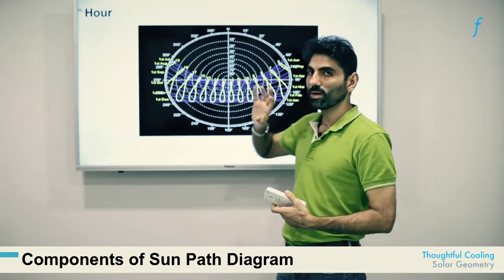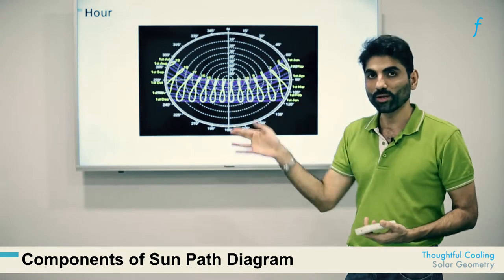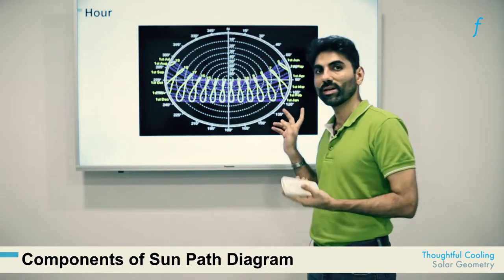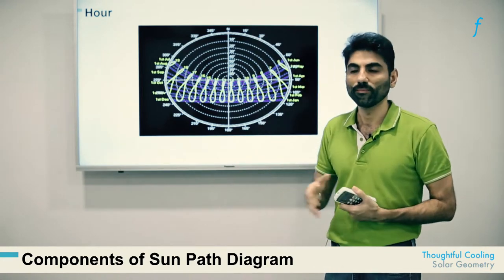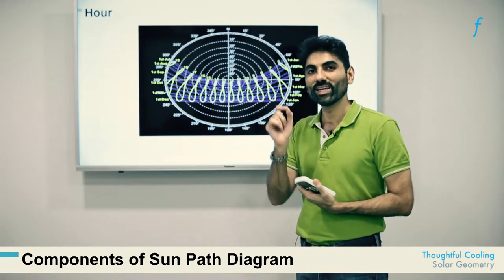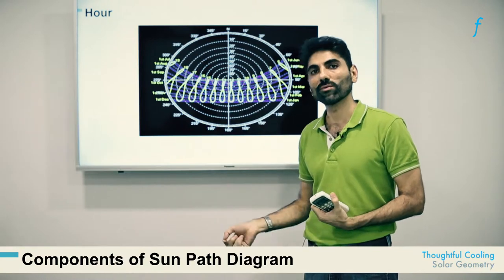All these four pieces of information, or four layers of information, are useful in determining the position of the sun in the sky for a given day and for a given hour of the year.